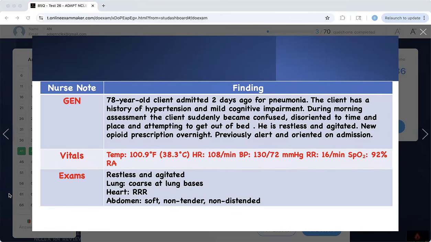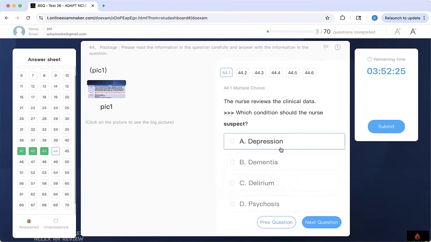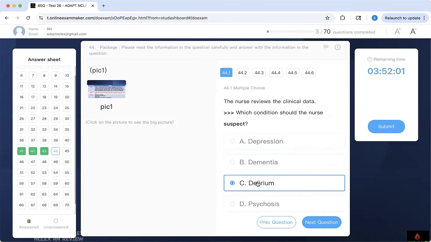What do you think? If you're taking care of this patient, fine, coming in for pneumonia, and all of a sudden going crazy, what is this? Is this depression, dementia, delirium, psychosis? It cannot be depression. There's no evidence in the case study. Even though he has mild cognitive impairment, this is not the problem. This is an acute problem. Don't pick it. This is a distraction. The depression and dementia options are there to distract you. But the key is delirium, an acute change in what? The sensorium. Psychosis, no, the patient has no hallucinations or anything like that.